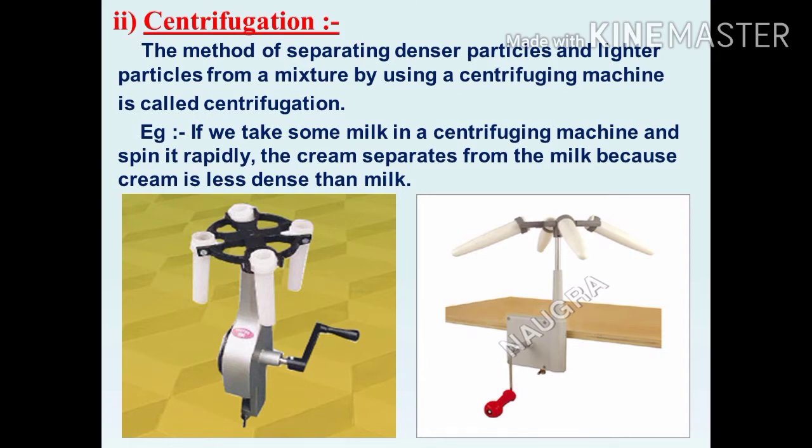See, here one picture is there. This is a centrifugation machine. In this machine, we can keep 4 test tubes. First, you should pour some milk in the 4 test tubes and allow it to spin rapidly. When it spins rapidly, what happens? From the milk, we can separate many items.